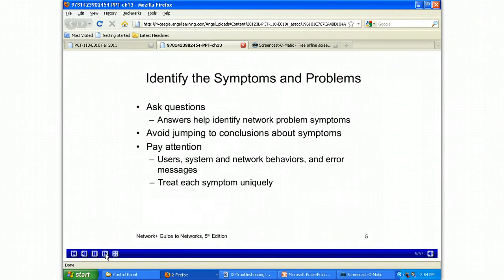So to identify the symptoms and problems, how are we going to do that? Ask questions. Identify if it's a network problem. This will help you. Avoid jumping to conclusions about symptoms, like the example I gave you of reinstalling Internet Explorer. Pay attention to users, system and network behaviors, and error messages. Treat every system, or every symptom, uniquely.